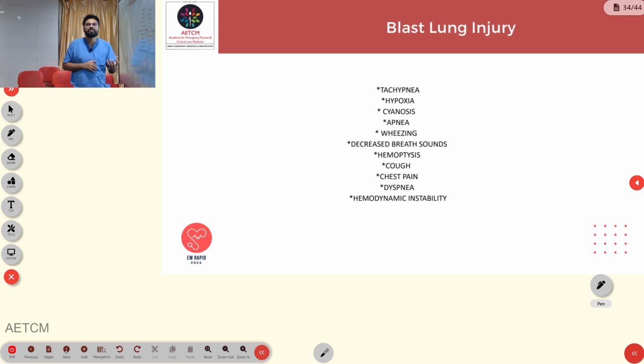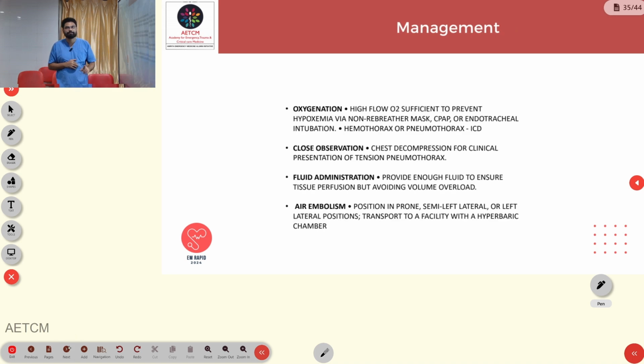Coming to the symptoms seen in blast lung injuries, there can be tachypnea, hypoxia, cyanosis, wheezing, hemoptysis, chest pain, and finally hemodynamic instability. Coming to the management, the mainstays are oxygenation, close observation, fluid administration, and watching for air embolism.